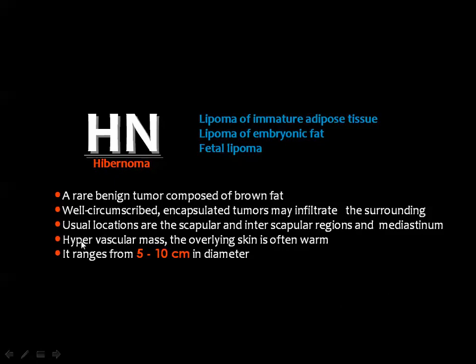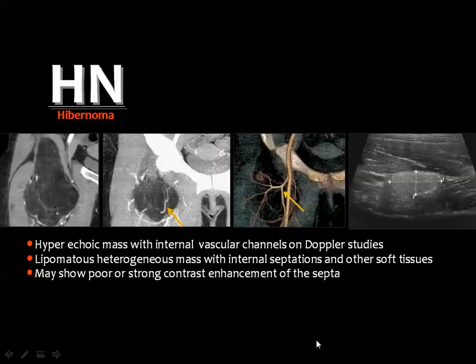Hypervascular mass. Then this hibernoma is a hypervascular mass, and you can see vessels on Doppler ultrasound. You can see vessels on CT and on MRI. The size of the lesion is in the range of any other lipoma. Then number one, the hibernoma can infiltrate the surroundings. Number two, it is a hypervascular mass. You remember that simple lipoma is not hypervascular.